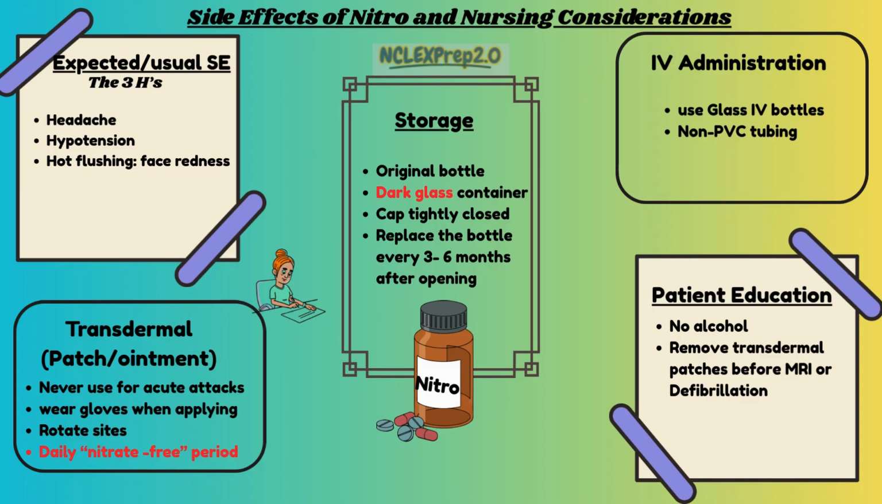IV administration of nitro. If you are in the hospital setting and you have to give nitroglycerin IV, use a glass IV bottle and specialized non-PVC tubing because the medication absorbs into standard plastic tubings.